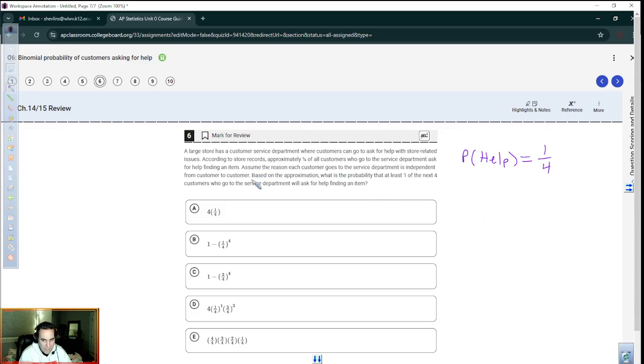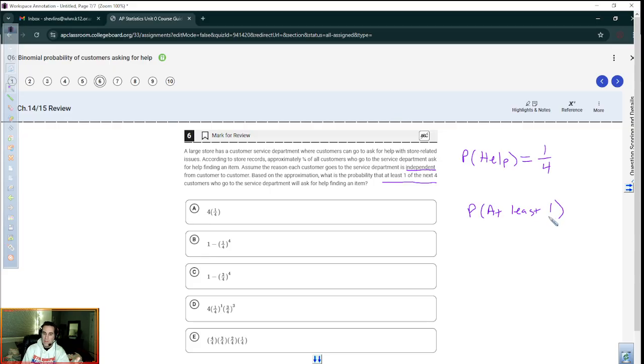Assume the reason each customer goes to the service firm is independent. So that's key. They always will tell you that because we can't really do all our calculations sometimes without independence. That just means you can multiply and you don't have to worry about probabilities changing. Based on the approximation, what is the probability that at least one of the next four, so at least one, that's your code word, of the next four who go to the service firm will ask for help finding an item? So you'd have to do one finds, two, three, four.